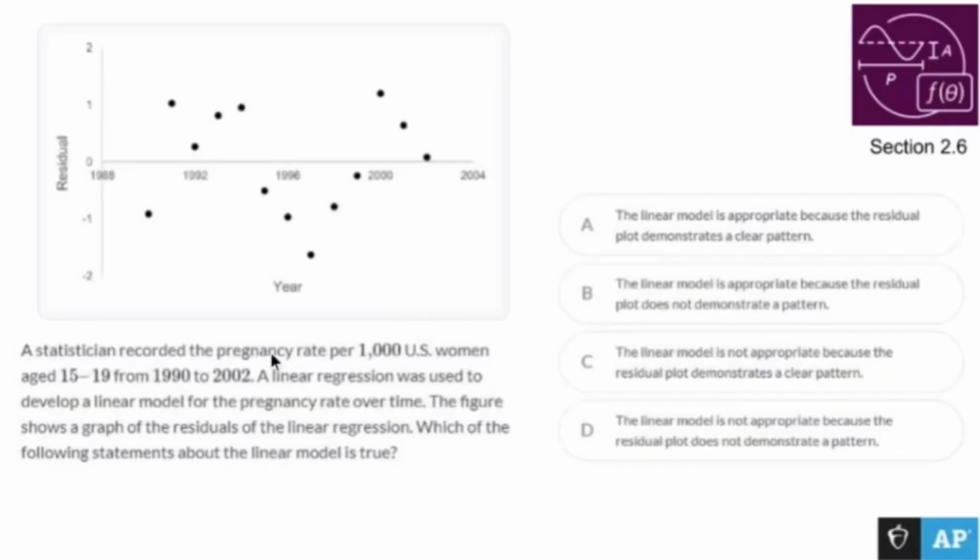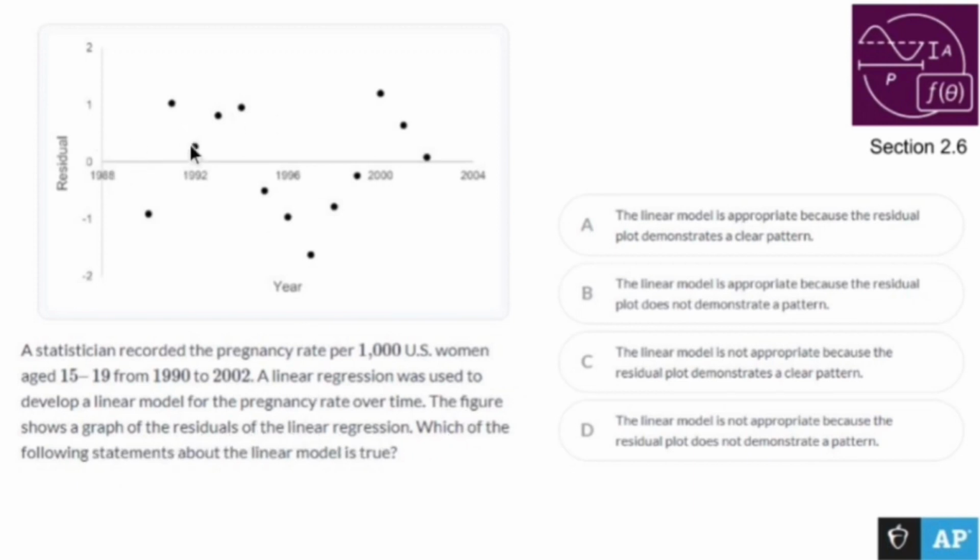A statistician recorded the pregnancy rate of 1,000 U.S. women aged whatever to whatever. A linear regression was used to develop a linear model for the pregnancy rate over time. The figure shows a graph of the residuals of the linear regression. Which of the following is true?